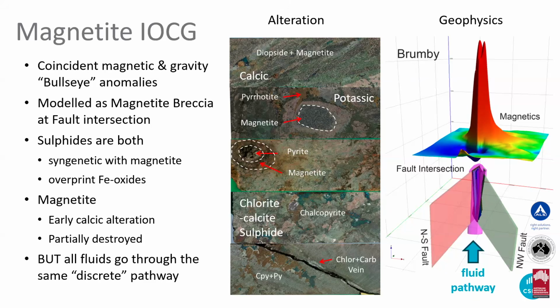But the reason it's all focused in this one zone is that all the fluids are going along the same pathway, so you're not really seeing zonation in here. You're passing all the fluids through the same pathway. It's a very discrete zone, and that's probably not really what we want to see. What we want is much more structural complexity. We want to see structural controls that are changing over time, creating a larger footprint. I'll try and illustrate that using Ernest Henry.